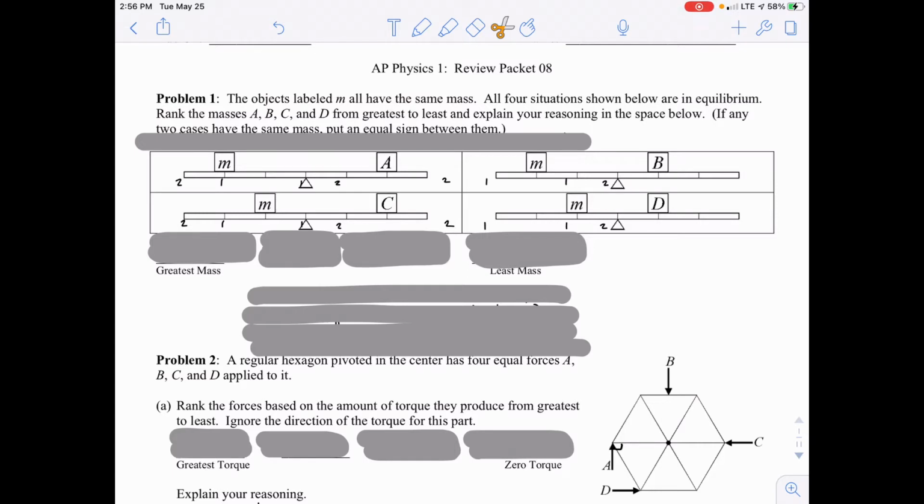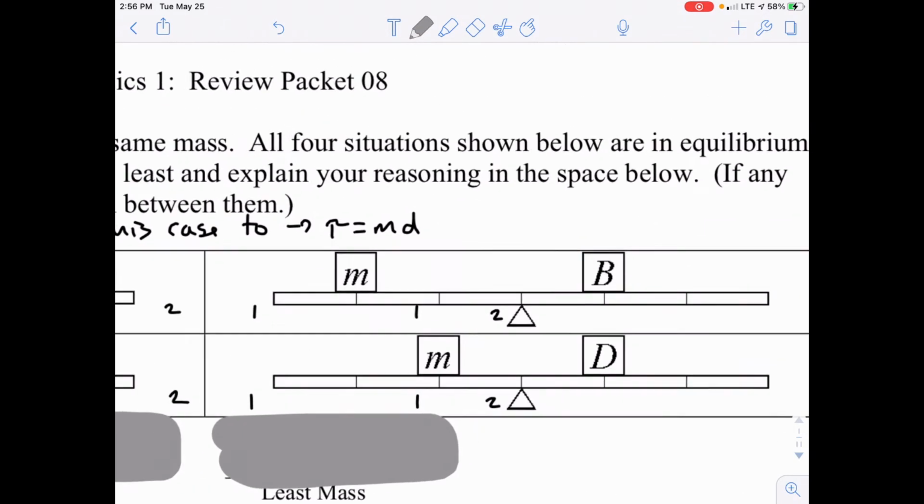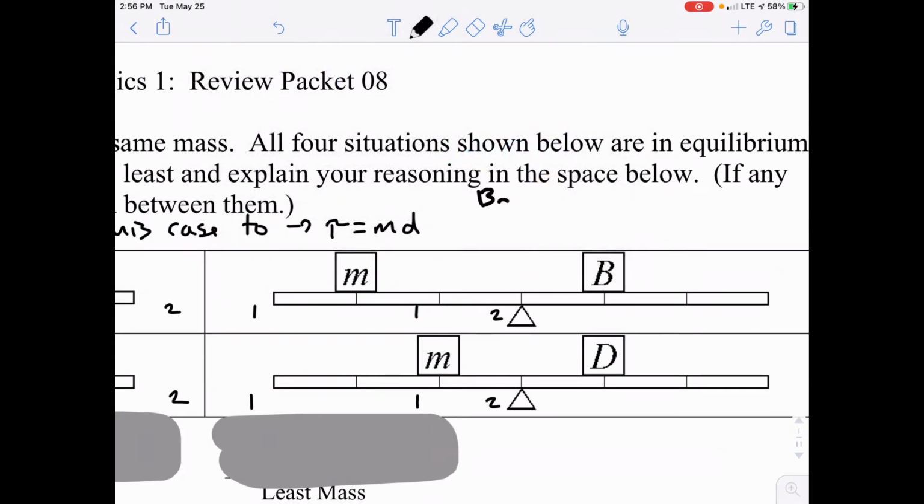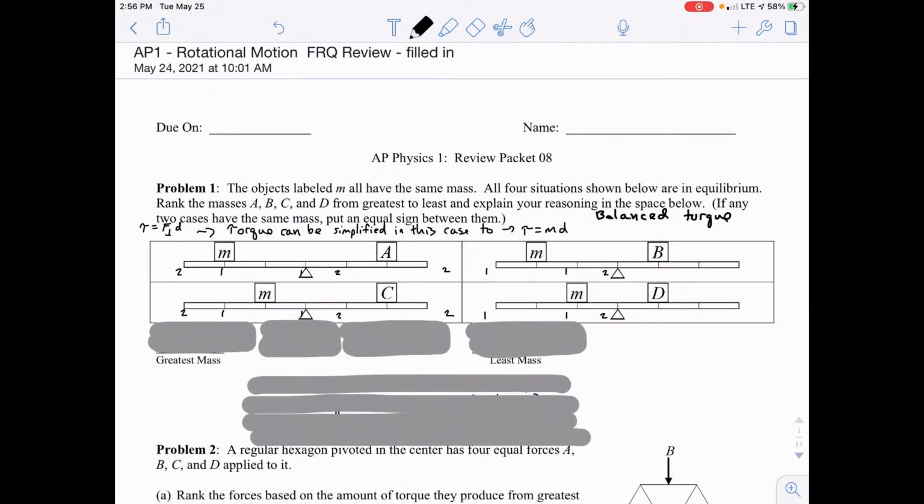So we know that mass M is the same, but A, B, C, and D could all be different. Some of them might be the same as well. Let's take a look and examine each one of these cases. One thing to note is that this is a balanced torque problem, which means we need to know our basic torque equation.